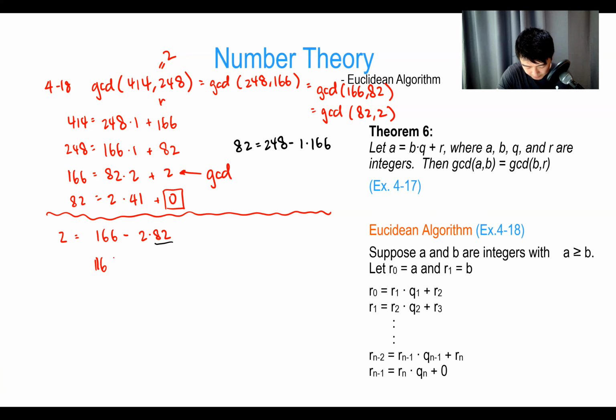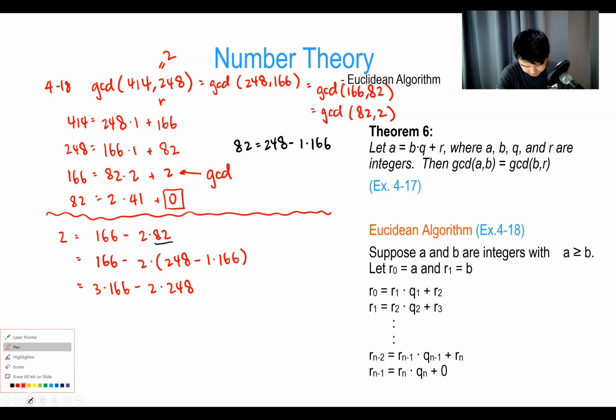166 minus 2 times, and I'm going to plug this equation in there, 248 minus 1 times 166. Okay, so if we do a little bit of math, it turns out that this equals 3 times 166 minus 2 times 248. Now, please just check my math on this, just to convince yourself that this is the right number. And now let's take a look at 166.